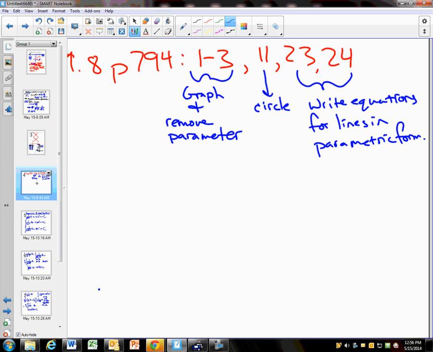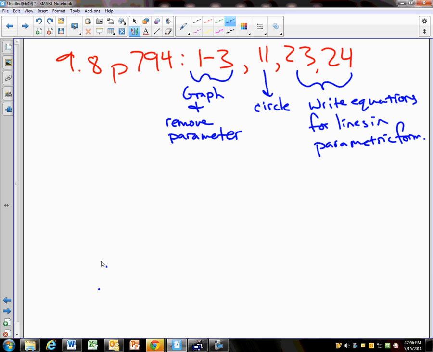On your assignment for today, I'm not trying to create a lot of problems. I simply have these 6. 3 problems like we start at the beginning where you graph and remove the parameter. I have 1 problem like the circle one that we did. And then I have 2 problems where you write equations for lines in parametric form.